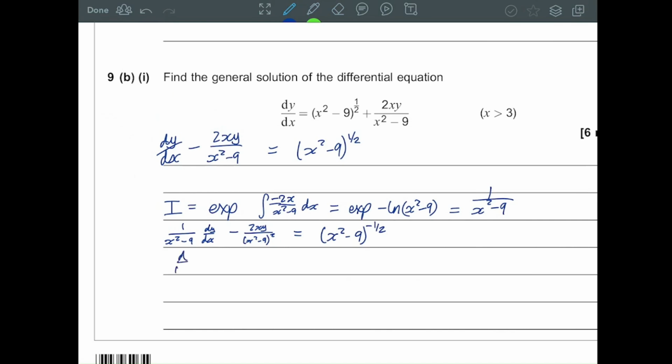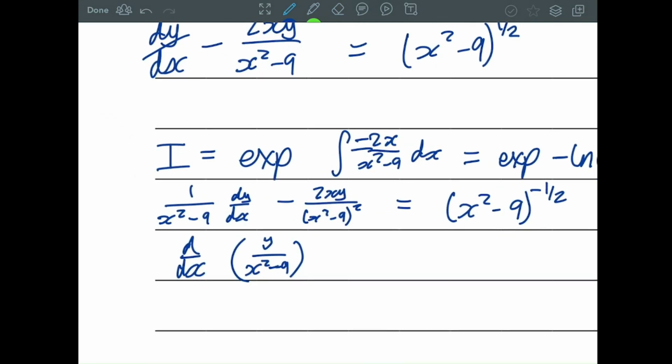So this side becomes d by dx of y over (x squared minus 9). And if I did expand that out with the product rule, I'm hoping 1/(x squared minus 9) differentiated will give me this term, which seems plausible. And yes, if you spend a little bit more time thinking, you will get exactly that. So this is equal to, and I'm going to write this now as 1 over the square root of x squared minus 9, because I know what I'm expecting now.